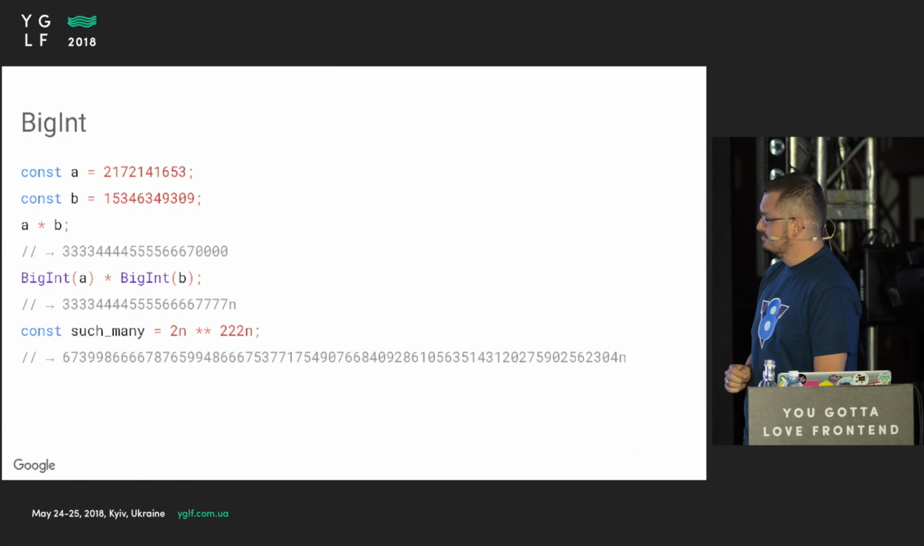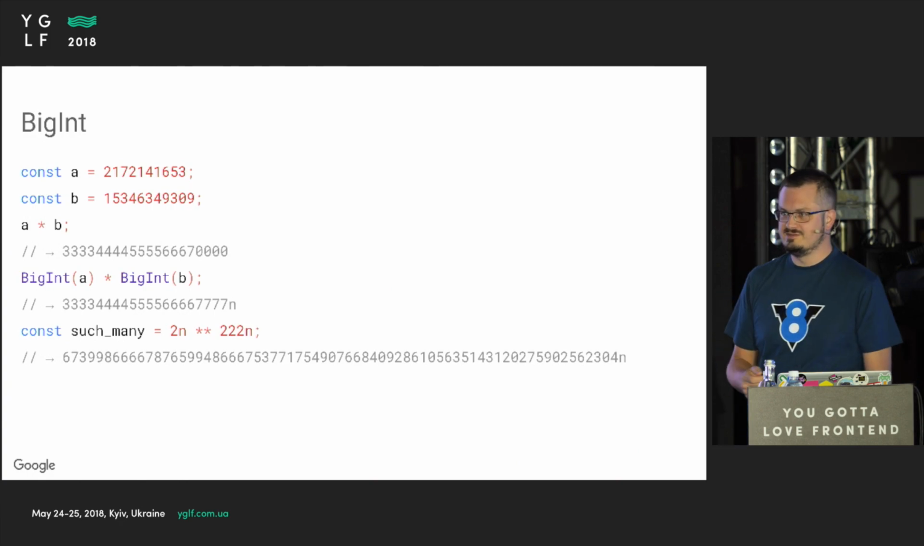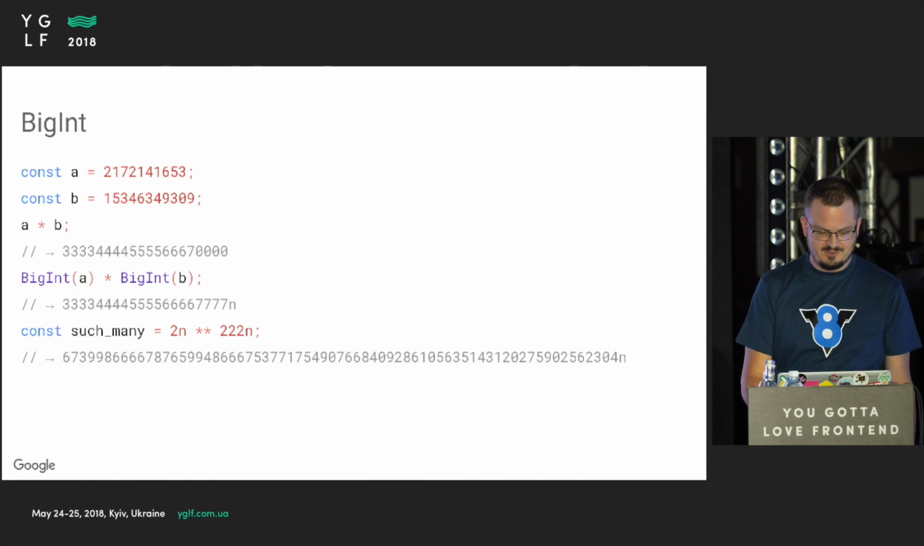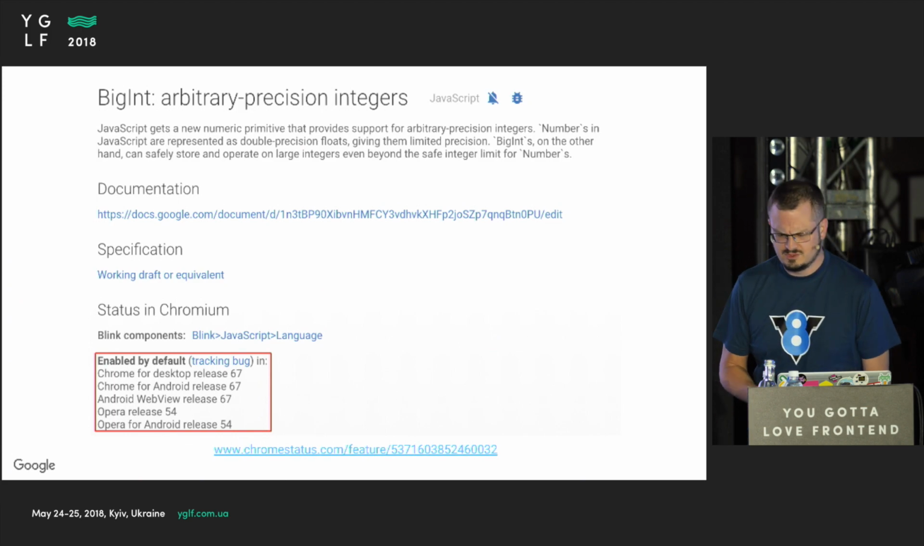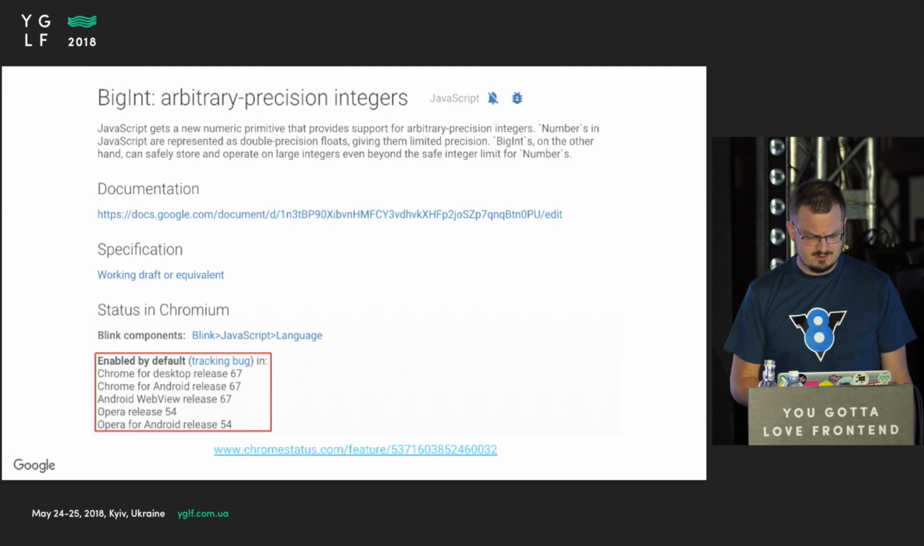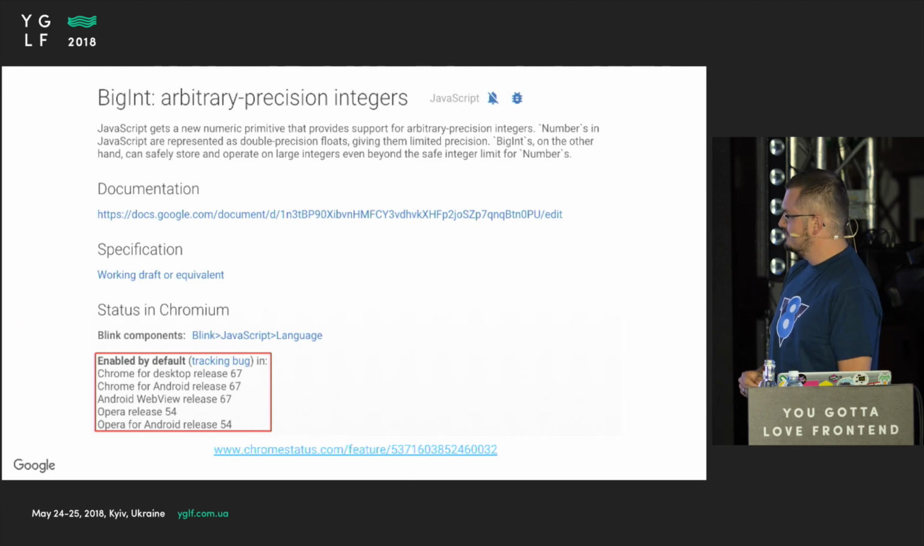Okay, and you can also go nuts. So just this really big number is still a precise number. So that's an awesome feature. And the best thing about it, it's already shipping since Chrome 67, which we are going to release next week, I think, or it is already released. It's going to be out very soon.